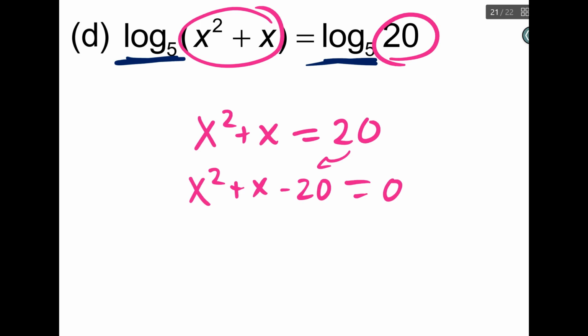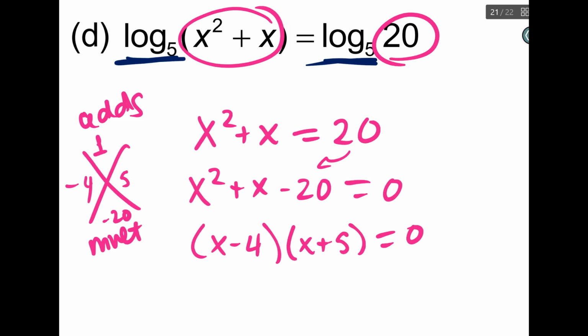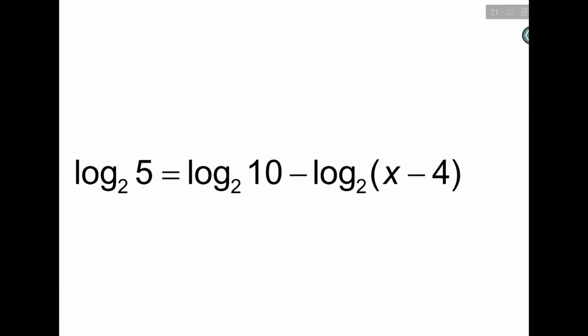You can do this, you can factor. So I'm looking for what adds to 1 and multiplies to negative 20: 5 and negative 4. Add to 1, multiply to negative 20: x minus 4, x plus 5 equals 0. So x is going to equal 4 and negative 5. Alright, okay.